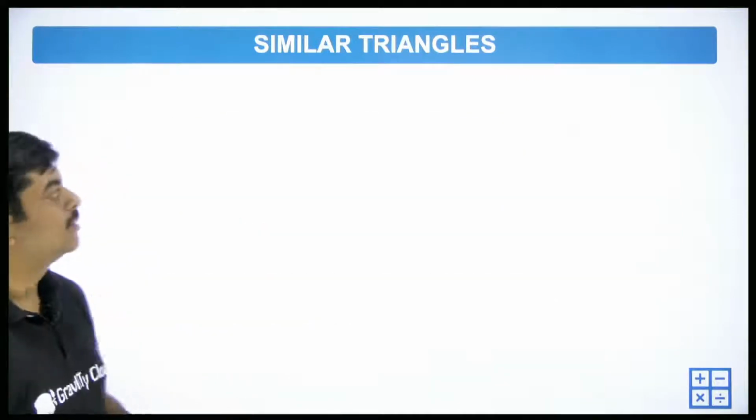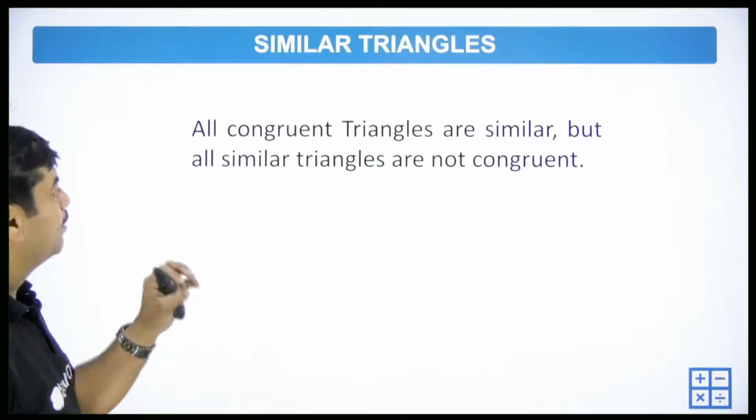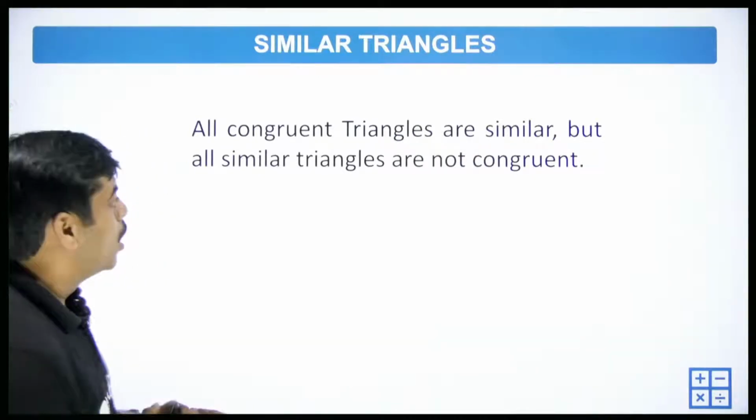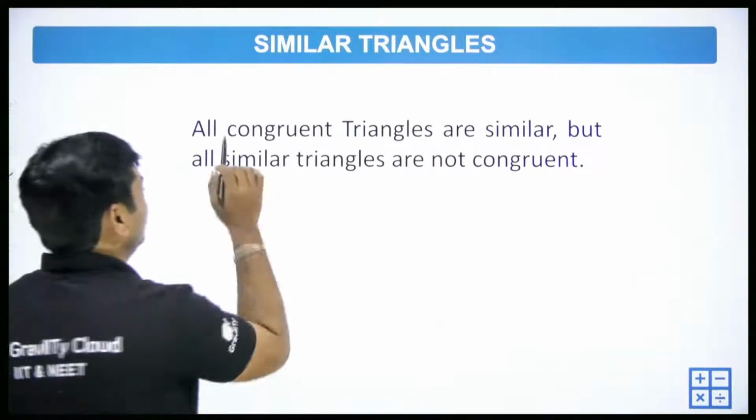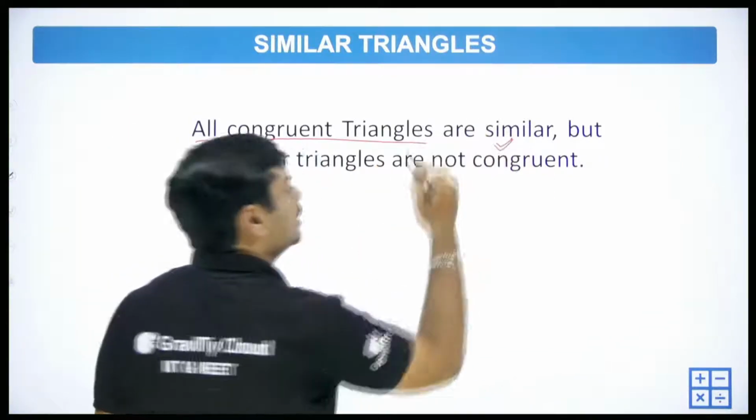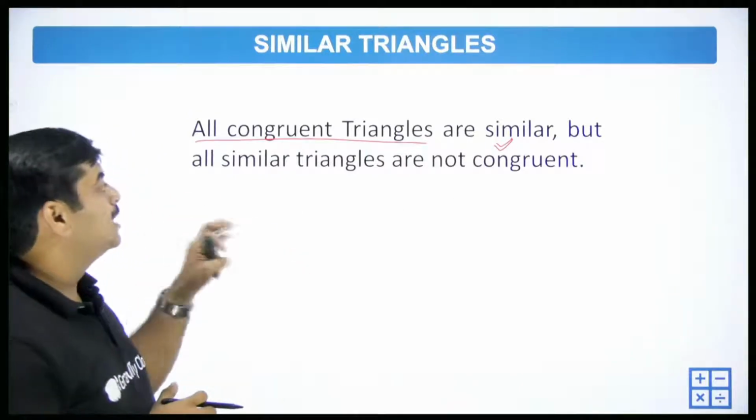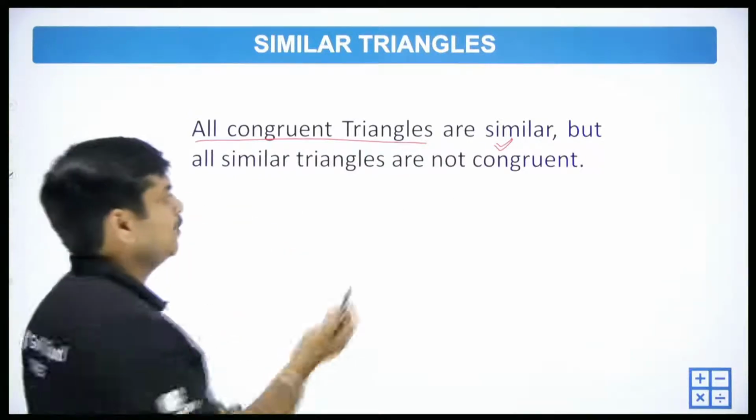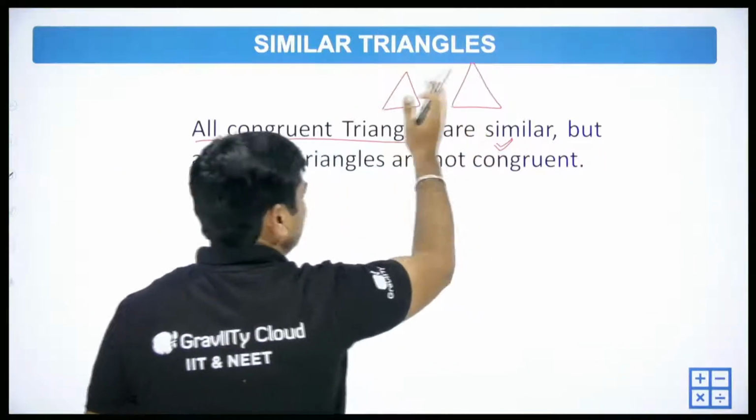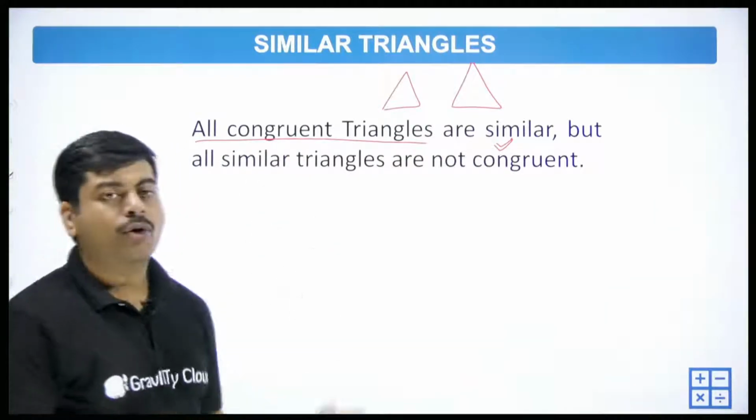Let's understand more about the similar triangles concept. All congruent triangles are similar, but all similar triangles are not congruent. Again, we need to understand a few things here. When we say two triangles are congruent, they are definitely similar. You need to understand the difference, right? But all similar triangles are not congruent. If you see a triangle like this and one more triangle similar to that, we can just see it's very similar, but they may or may not be congruent.